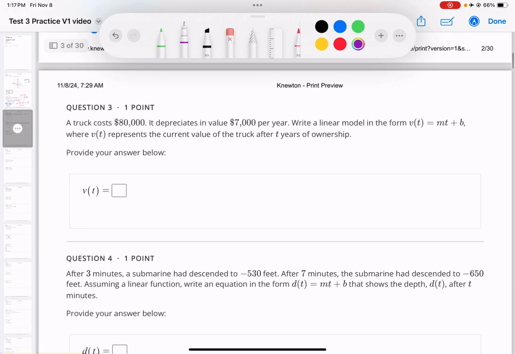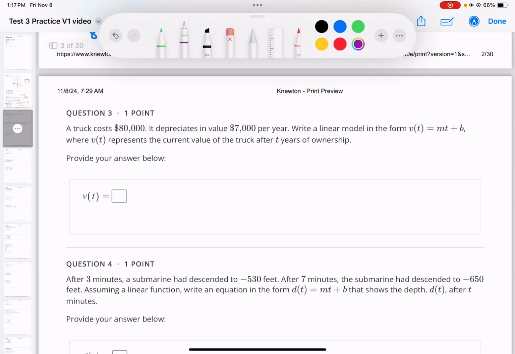Sweet. Okay, number 3. A truck costs $80,000 and depreciates $7,000 per year. Write a linear model in the form v of t equals mt plus b. So once again, we use t for time. And the idea is that when you buy this truck, in the graph it is going to be all the way up here at 80,000.